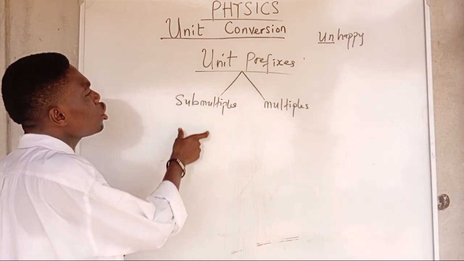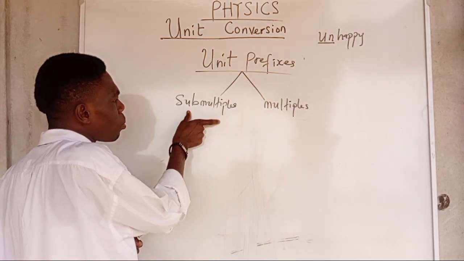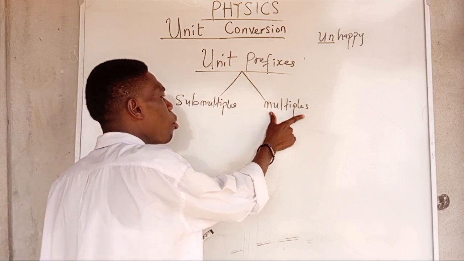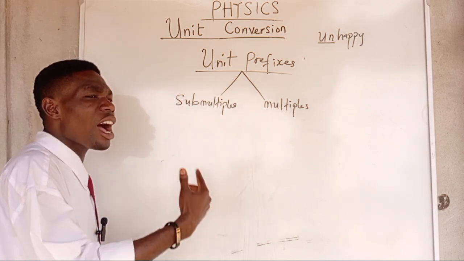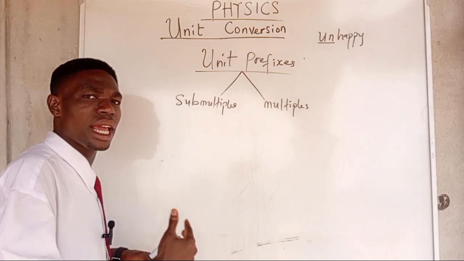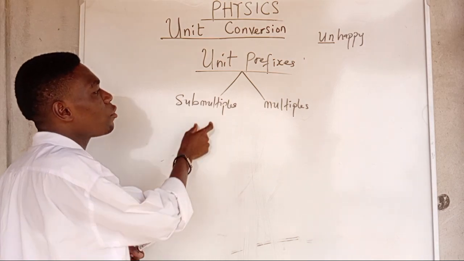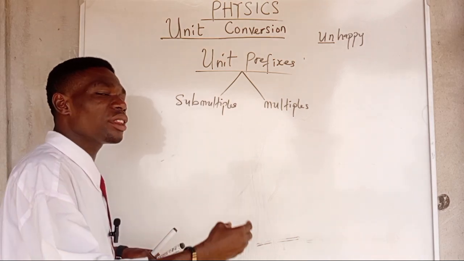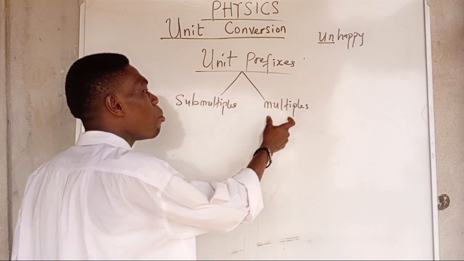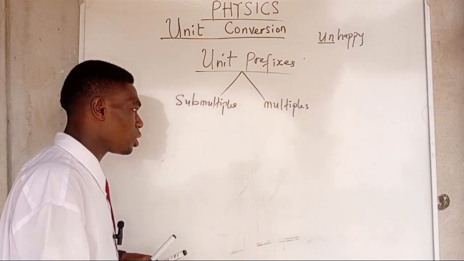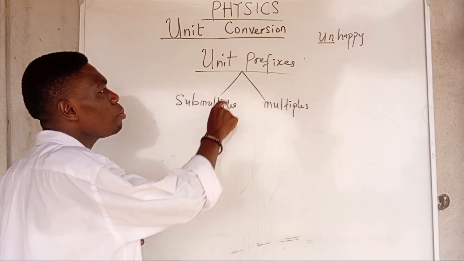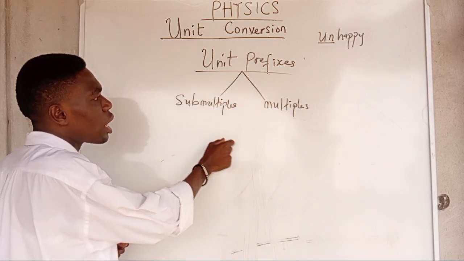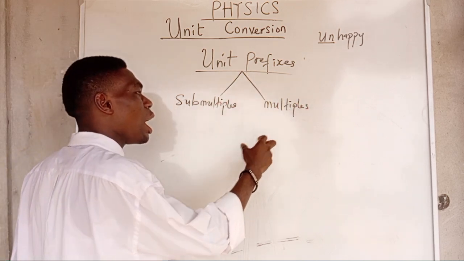Now when we say unit prefixes, which are submultiples of units or multiples of units, they are all in the powers of 10. In other words, 10 is the base. However, for submultiples, the power of 10 is negative, while for multiples, the power of 10 is positive. And so I'm going to be giving you some common unit prefixes which are submultiples, and also the ones that are multiples. Are we together now?